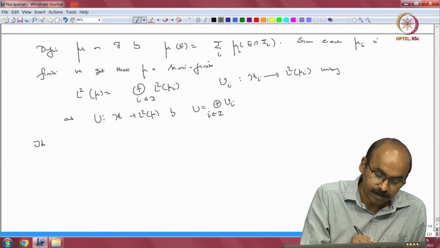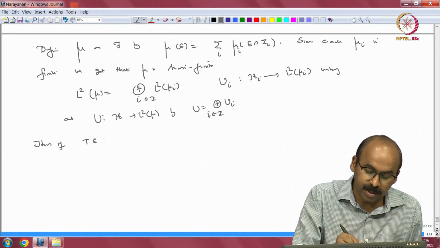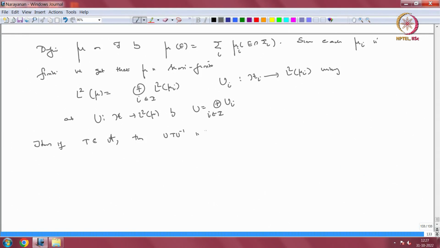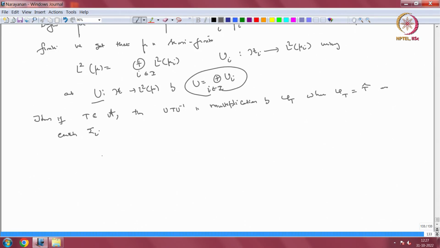So, I will stop with this. Then if T is in A, then U T U inverse is multiplication by phi sub T. What is phi sub T? So, U is the direct sum of U I. U T U inverse is going to be U I T U inverse in each of these pieces, and each of these pieces has multiplication by T hat. So, it is multiplication by phi sub T, where phi sub T equal to T hat on each sigma I, on each sigma. And everything else is trivial because the Gelfand transform is an isometric isomorphism and all that, right.